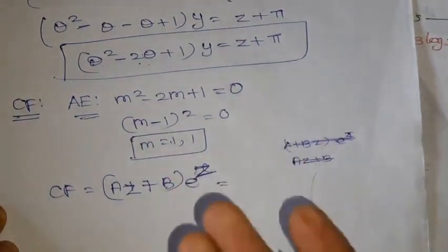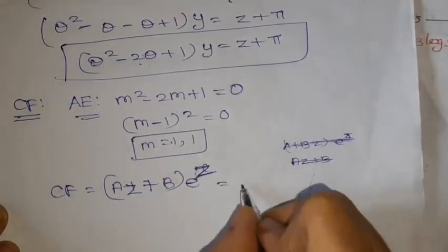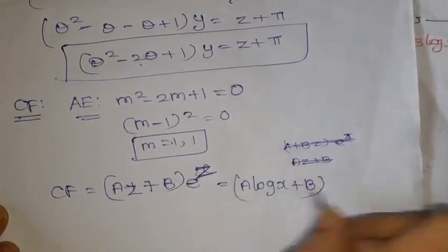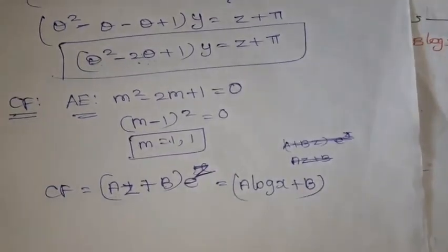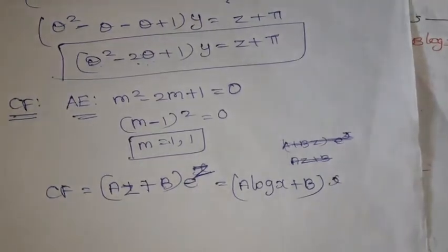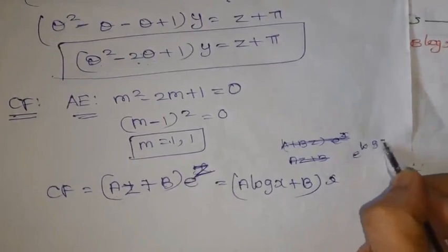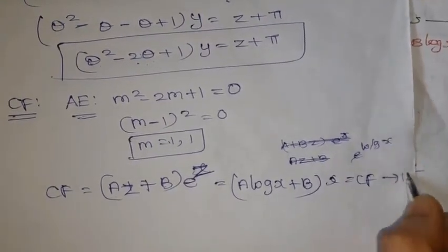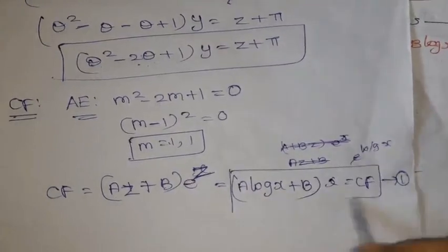So now we are going to replace z with respect to x. So function of a log x, z equal to log x, now plus b into e power log x. E power log x, exponential and logarithmic get cancelled, we will get x only. So a log x, this one. So this is the complementary function, say it is the equation 1.